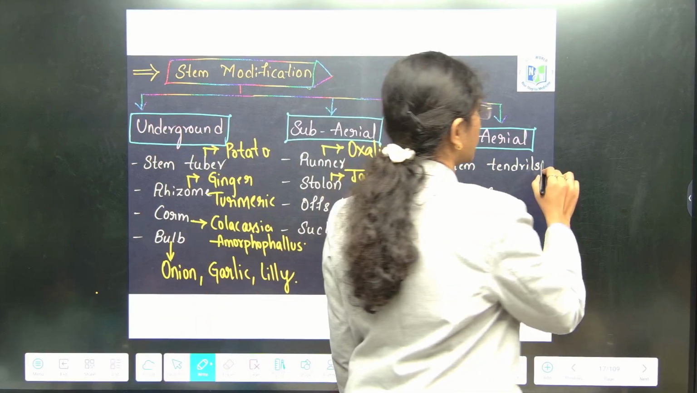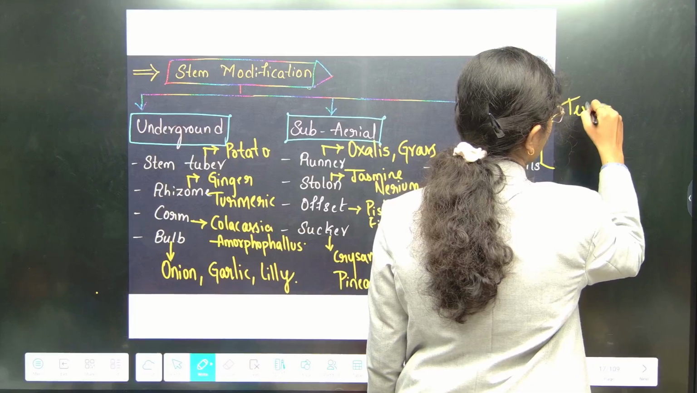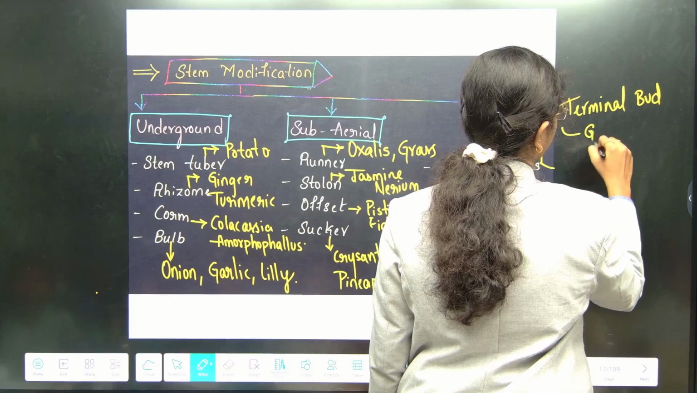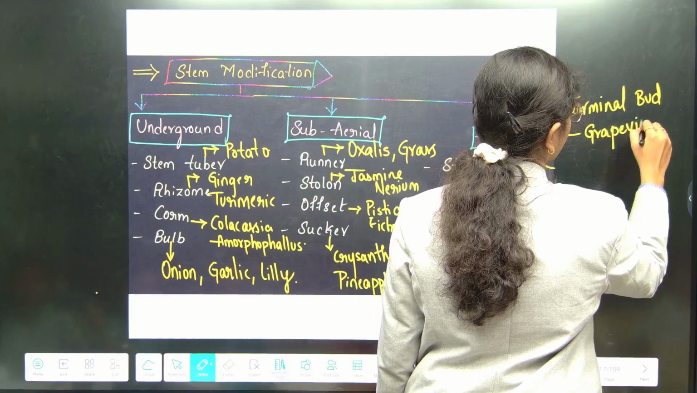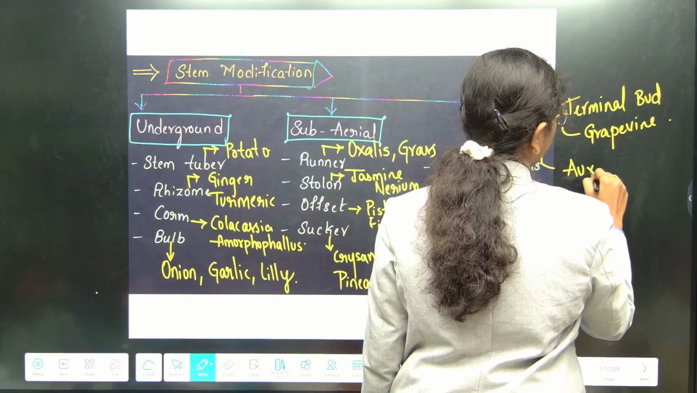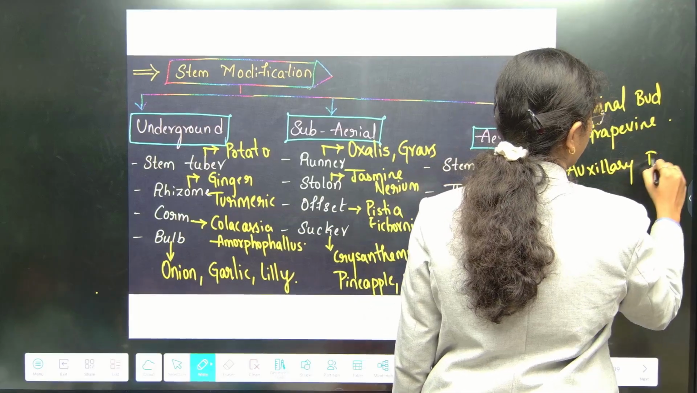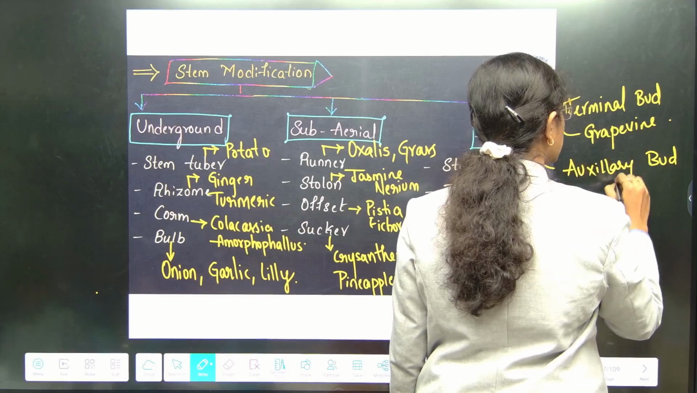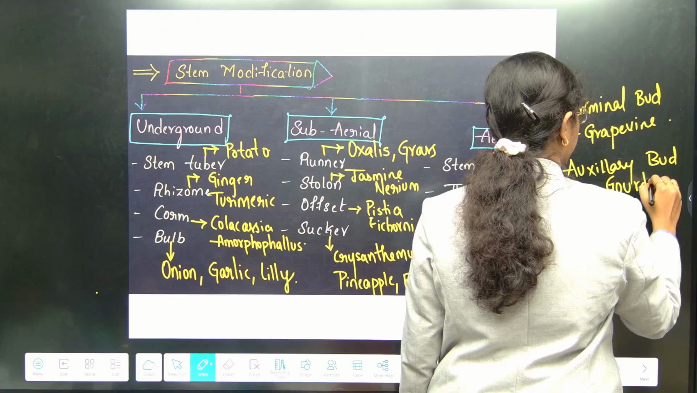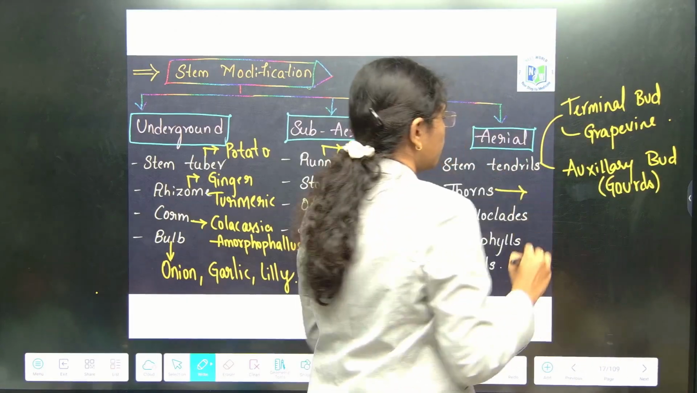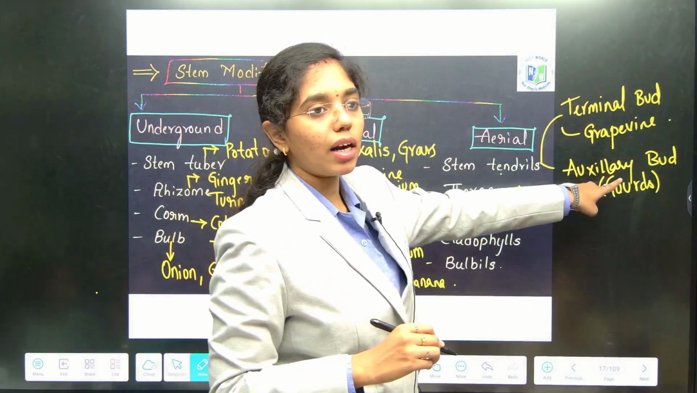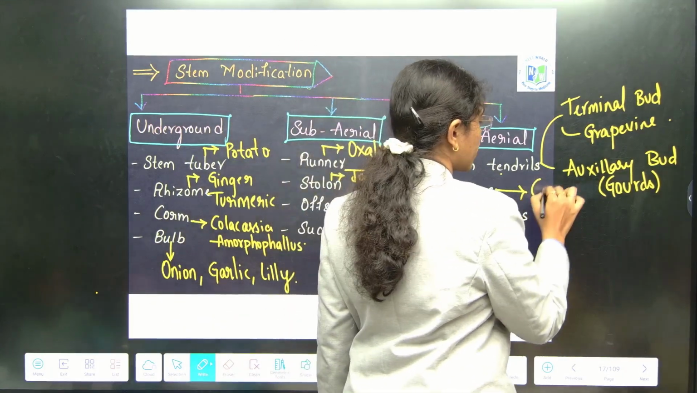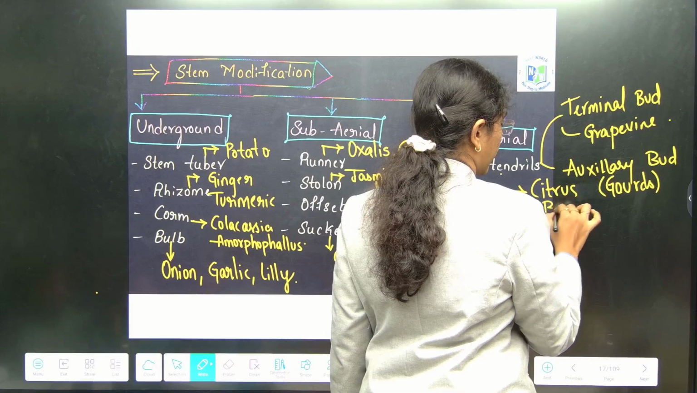Stem tendrils? Terminal bud modification? Axillary bud modification? Good. Watermelon. I am simply writing here as gourds. Thorns? Which region is modifying? Buds, terminal bud and axillary bud. Here also it is bud modification. Axillary buds. Thorns include citrus and bougainvillea.